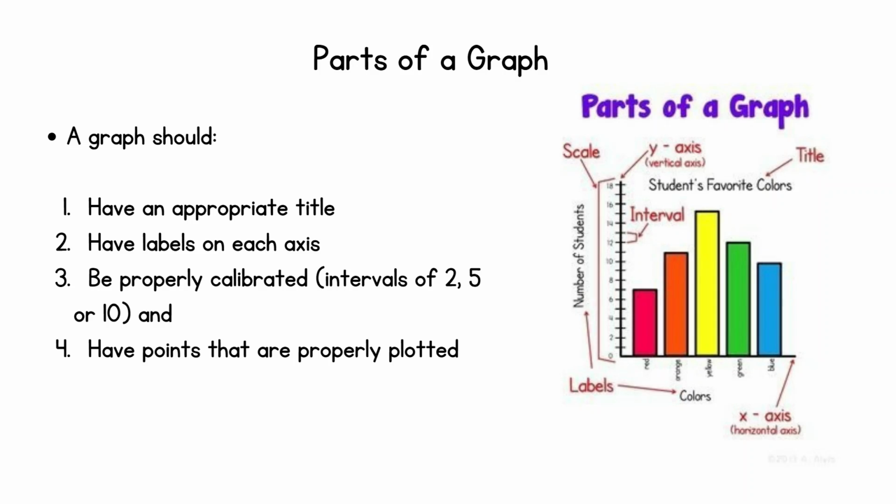Parts of a graph. A graph should: 1. Have an appropriate title, 2. Have labels on each axis, 3. Be properly calibrated at intervals of 2, 5, or 10, and 4. Have points that are properly plotted.